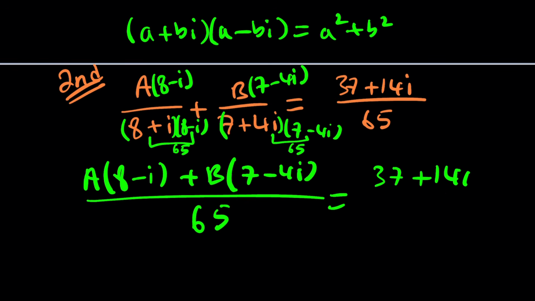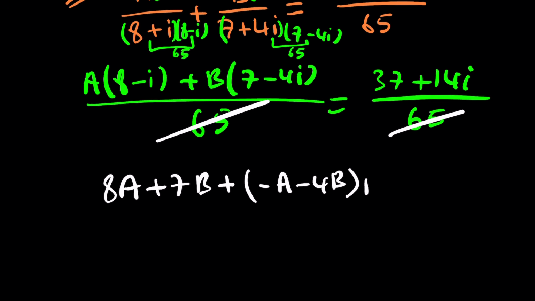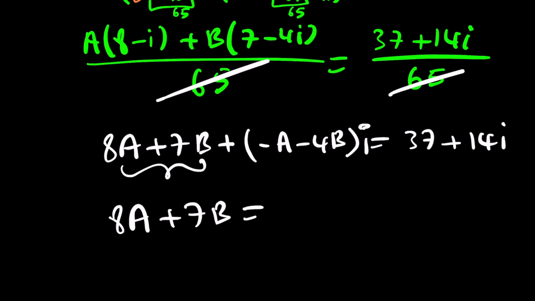Yeah, I just used a little bit of AI here to come up with the numbers because, again, I'm lazy, right? 65 cancels out, ta-da, you get the following. 8a plus 7b, and then minus a minus 4b, okay, I guess I can write it like this, is equal to 37 plus 14i. And from here we get the following. This is equal to 37, so we get a system of equations which should be fairly easy to solve.